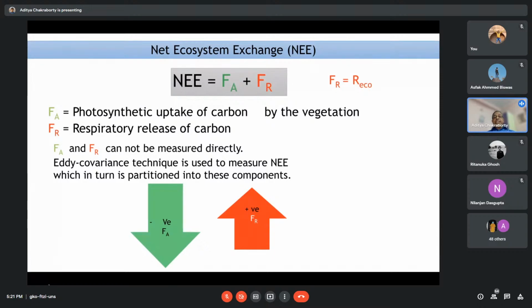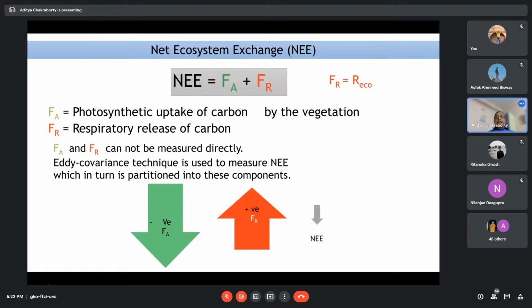So conventionally, the green means it is the absorption of carbon dioxide, and red means it is the release of carbon dioxide. And the difference between these two, if absorption is more than release, then NEE will be negative, and it is a total amount, and the downward arrow means the total amount of carbon dioxide is going to the biosphere, that is from atmosphere to biosphere.